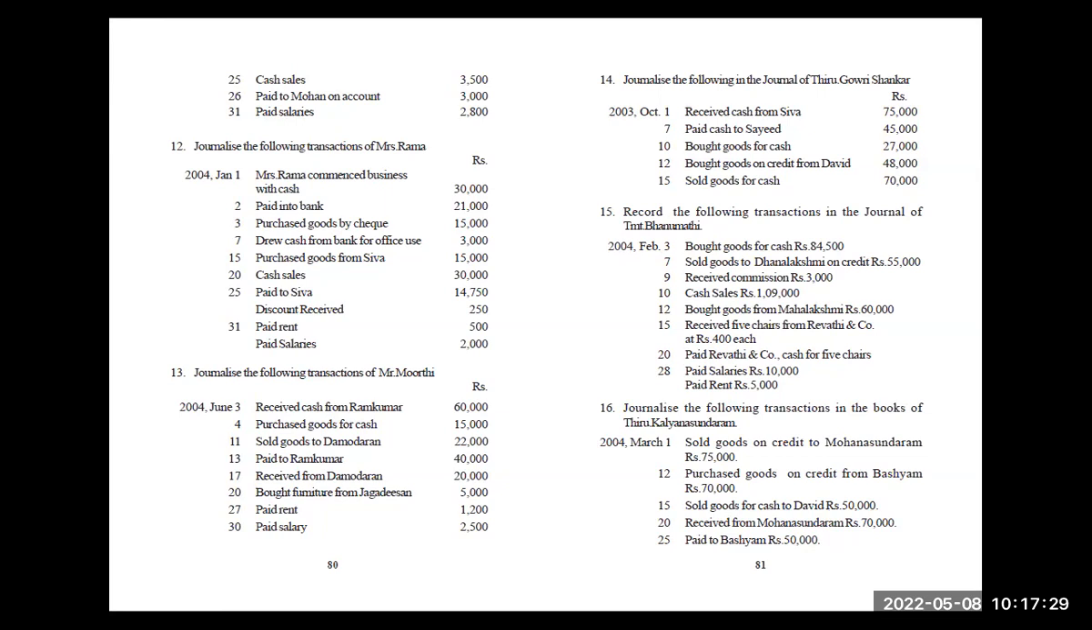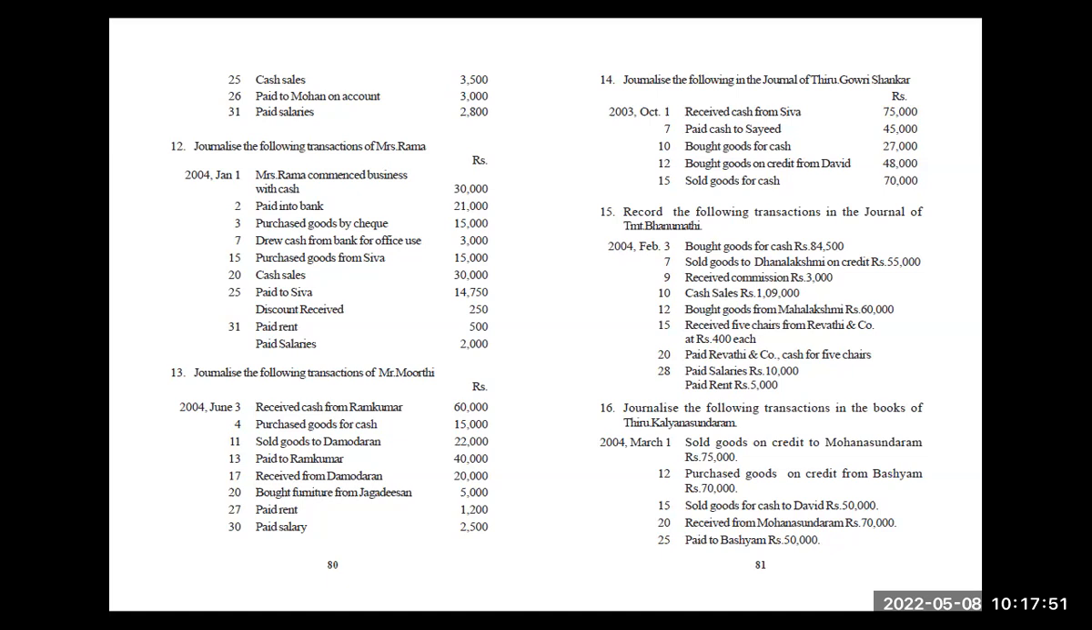Next, 15th February, received 5 chairs from Revati and Co. at rupees 400 each. Furniture account debited to Revati and Co. account. How much amount? 5 times 400, 2,000. Being furniture purchased from Revati and Co. for rupees 2,000.